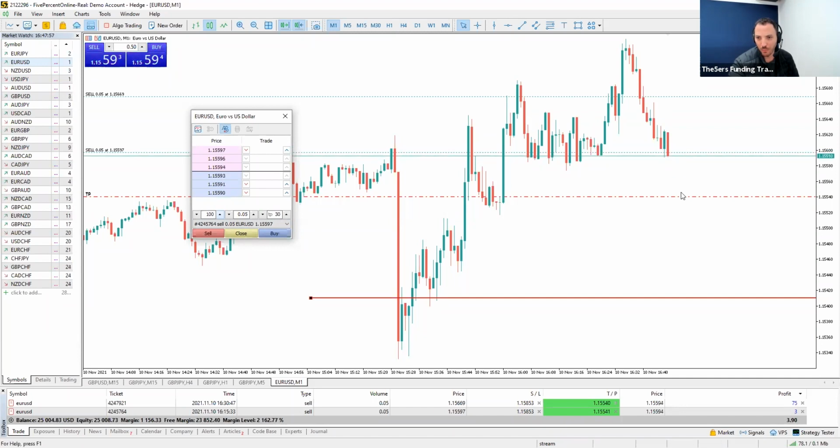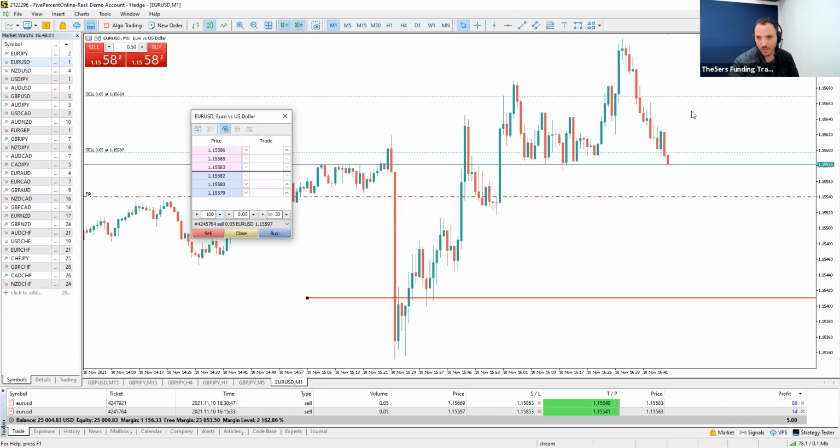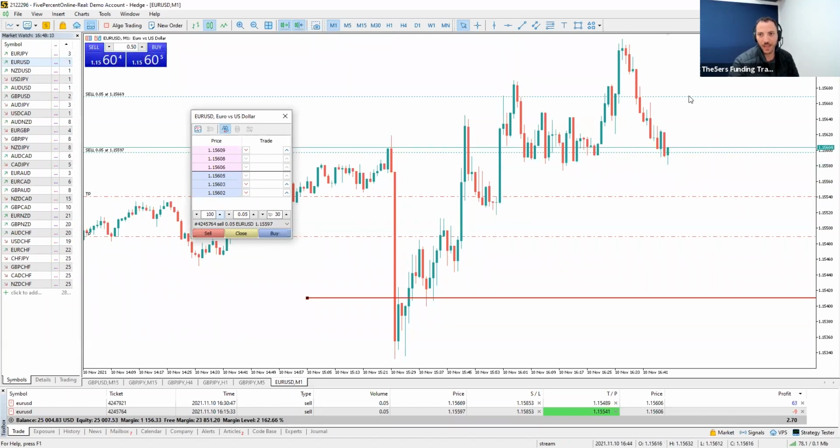Just to wrap up the session, let's close everything. But actually this might break down, and if we do break this, we can do something like that. If this is going to break, maybe our first entry, we can just scalp it and leave the first one for a lower target.